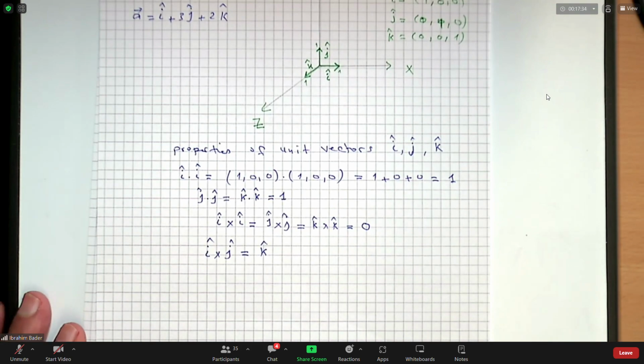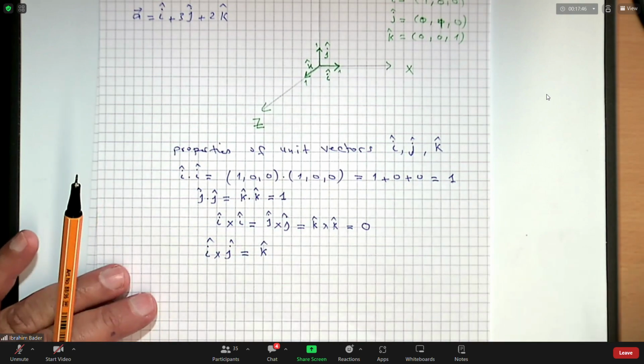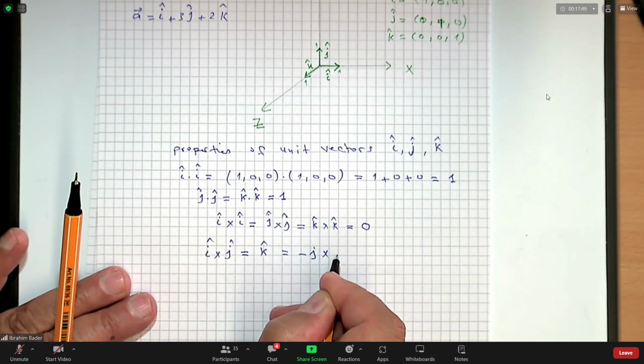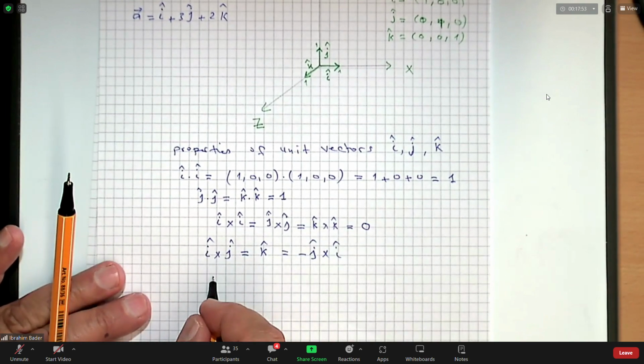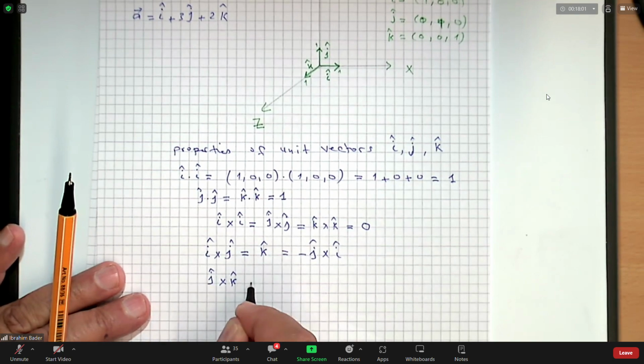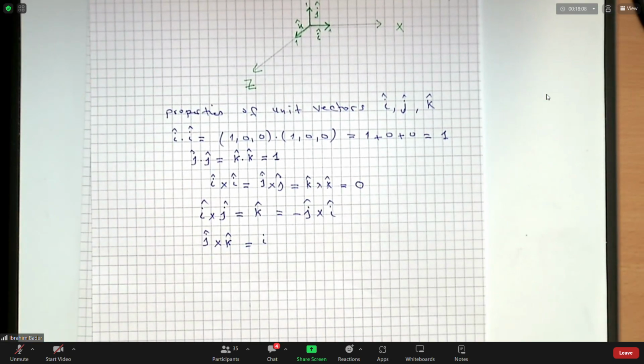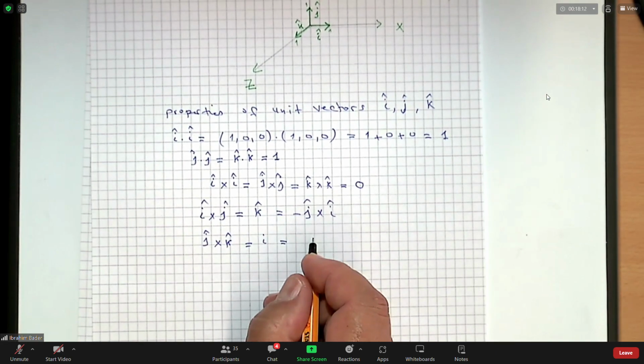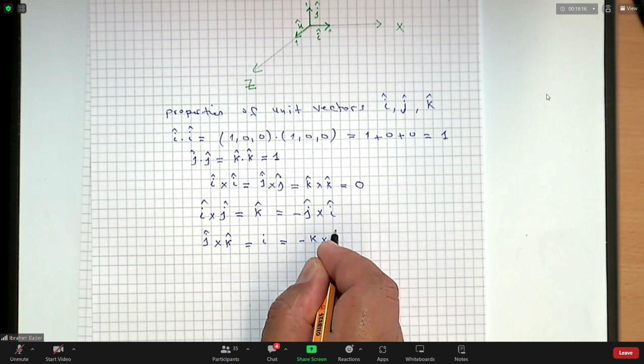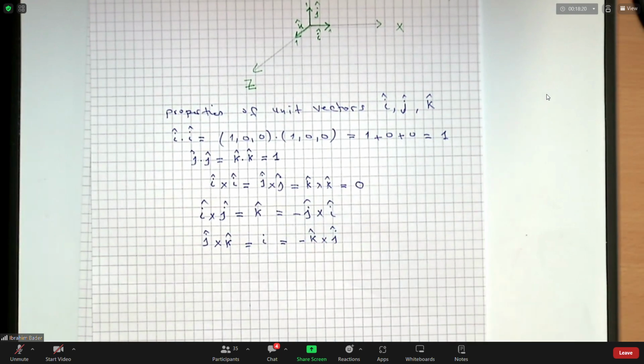Okay, now similarly, any two other vectors like J cross I, negative J cross I, it's going to give me K. And I have here another interesting one, J cross K. It's going to give me, of course, I. And if I just negate J here, or K, negative K cross J. Because K cross J will be in the other direction, but if I negate it, it will then be in the same direction, because they are just opposite to each other.